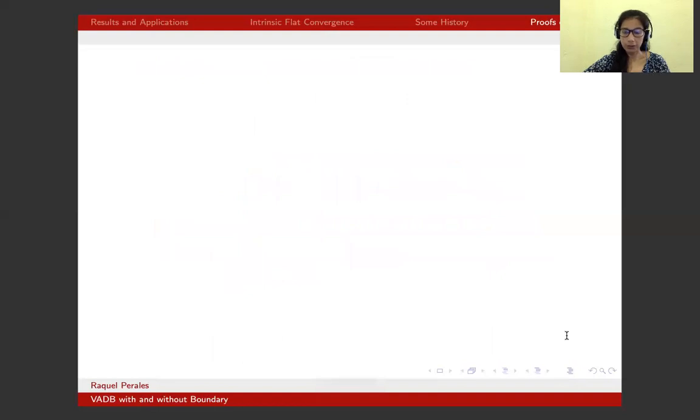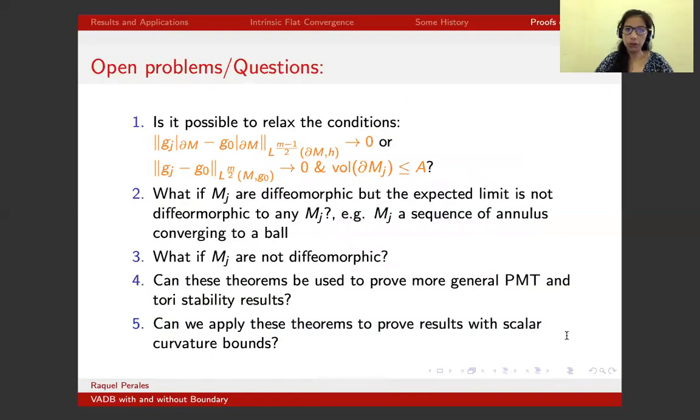So that's all. And now I want to conclude with open problems and questions about our theorems. So the first question is, is it possible to relax the conditions on the boundary? Remember that in one of the theorems, we required that Gj minus G0 restricted to the boundary converges to 0 in the Lm minus 1/2 norm. And in the other one, we required that Gj minus G0 converges to 0 with respect to the Lm/2 norm, plus this uniform volume bound on the boundaries.